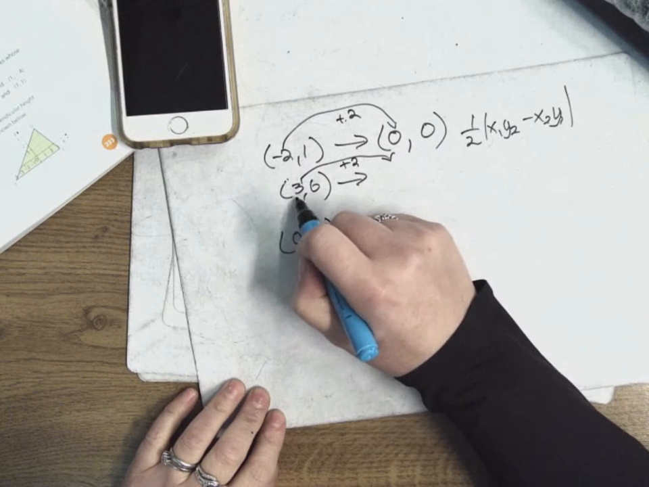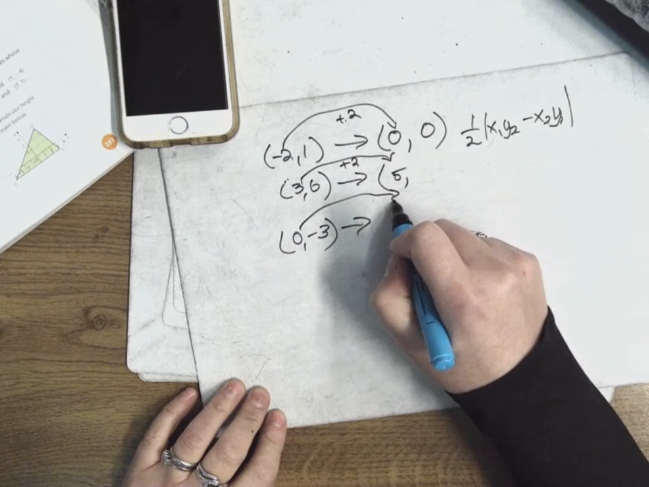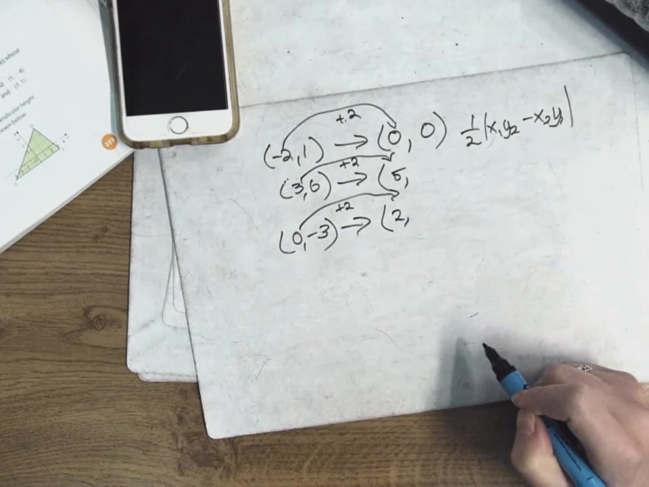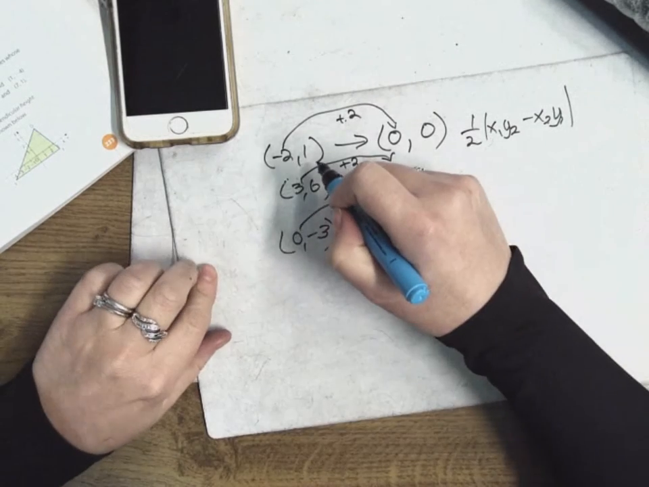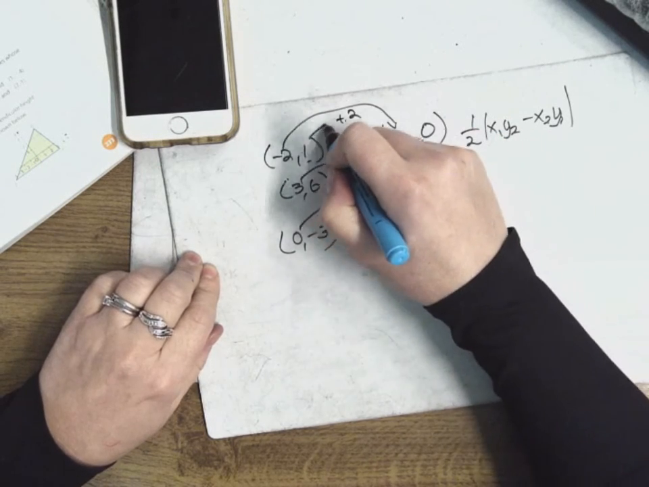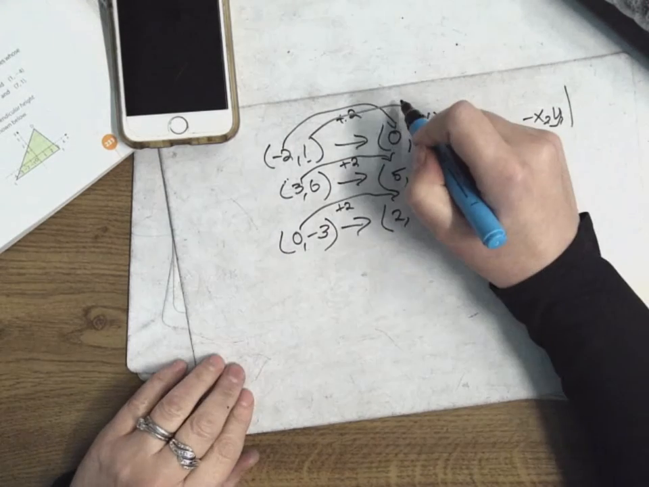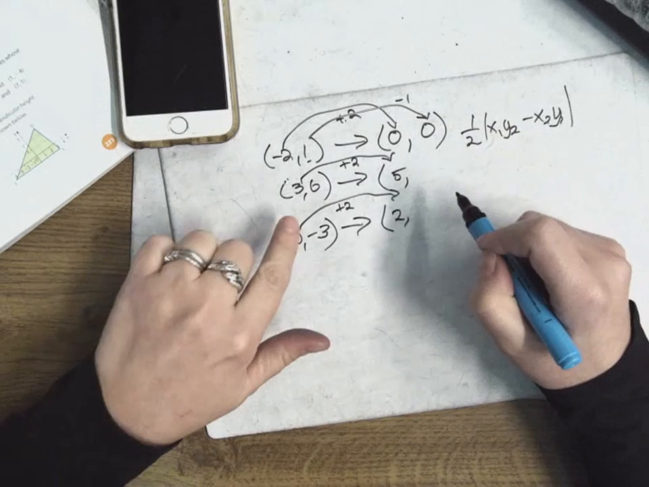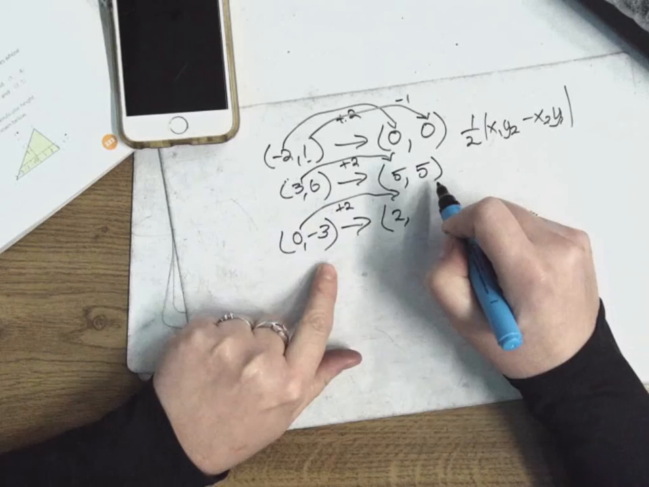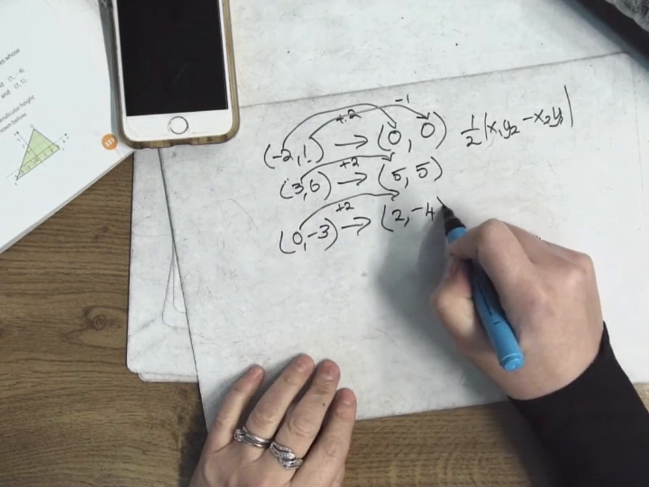So this is 3. So 3 plus 2 will give me 5. This one, 0 plus 2 will give me 2. Then you look at the y's. So the y coordinate here is what? 1. The y coordinate over here is what? 0. So if I'm at plus 1, how do I get to 0? Minus 1, don't I? So I minus 1 off all my y's. So this was 6. I have to minus 1 off it. What is it now? 5. And this was minus 3. Minus 3 minus 1 would be minus 4. So they're your new coordinates.